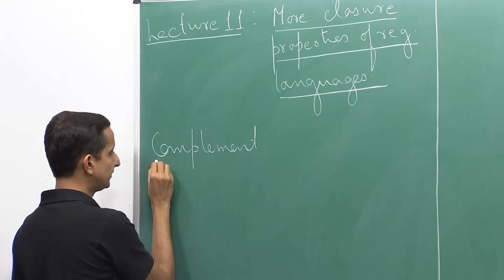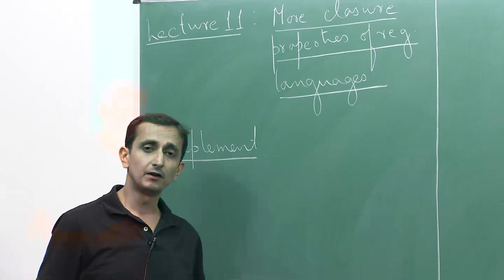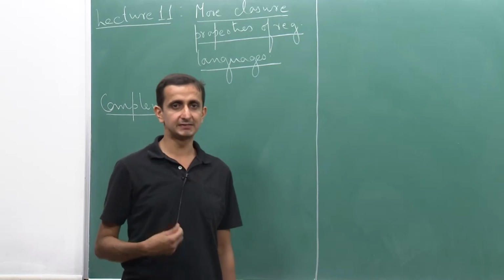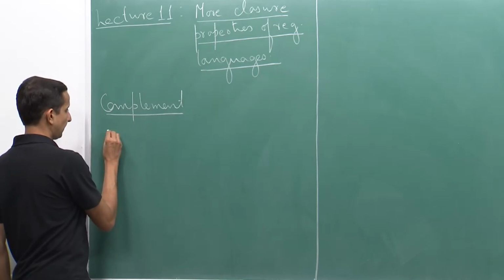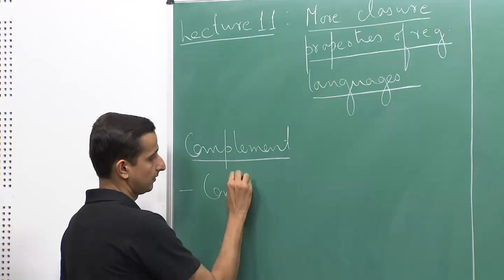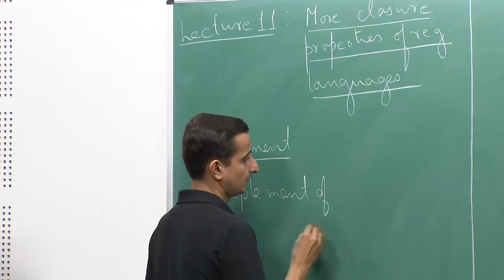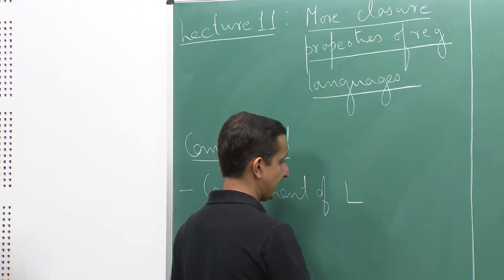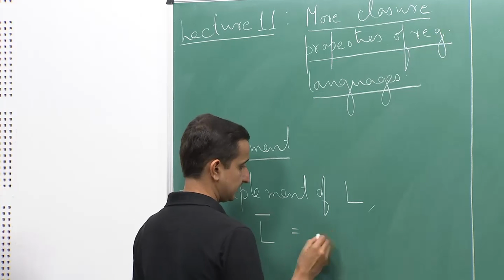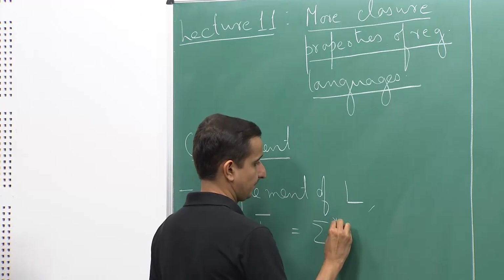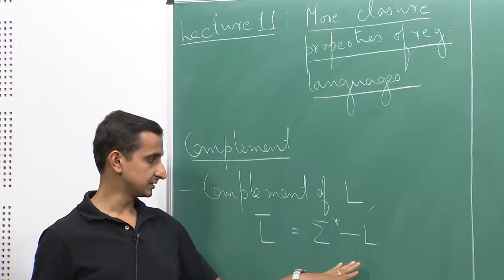Complement is always defined with respect to a universe. So, let us say we are looking at languages over an alphabet sigma. Sigma star is the set of all strings. So, we define the complement of L, denoted by L with a bar on top, as the set of all strings in sigma star minus L. Okay, all strings that are there in sigma star, but not in L.